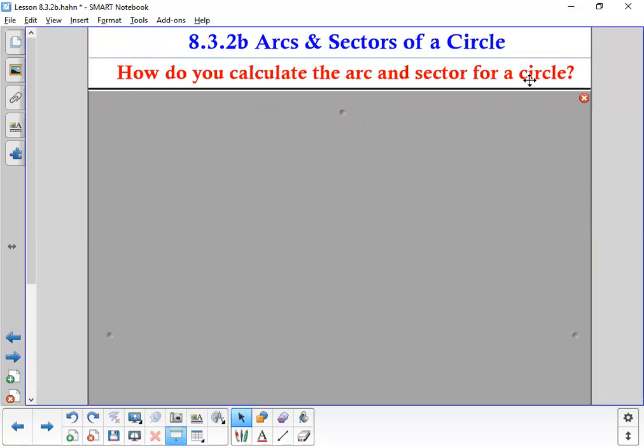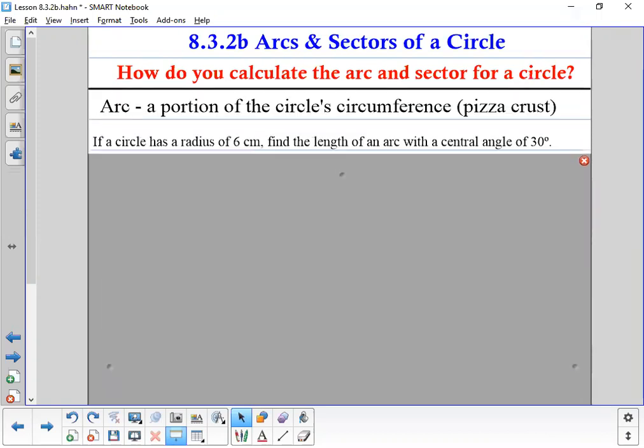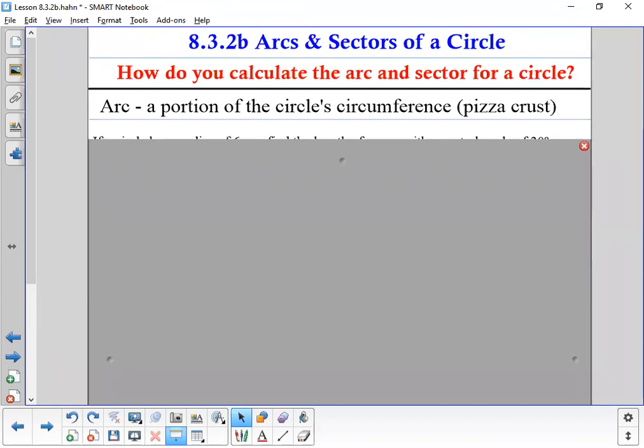The first thing we need to know is what is an arc and what is a sector. So an arc is a portion or just a fraction or a part of the circle's circumference. So in our problem where the hockey team was eating pizza, the arc was basically the pizza crust that you guys were figuring out. So you can think of an arc as the crust of the pizza, just the outer edge.